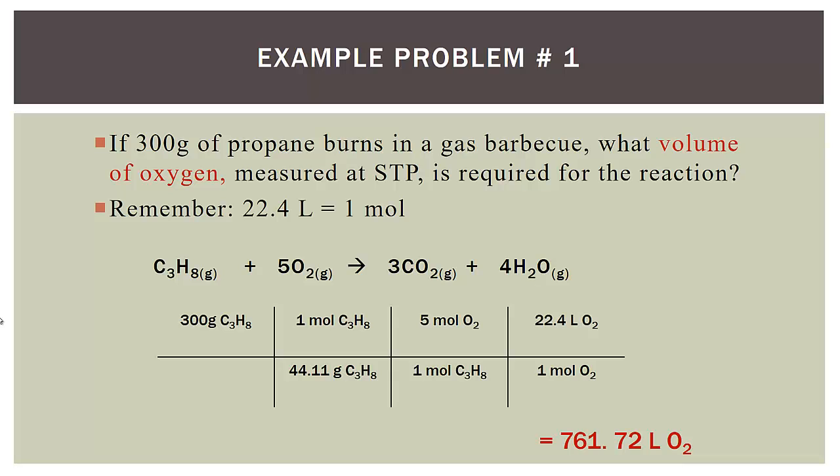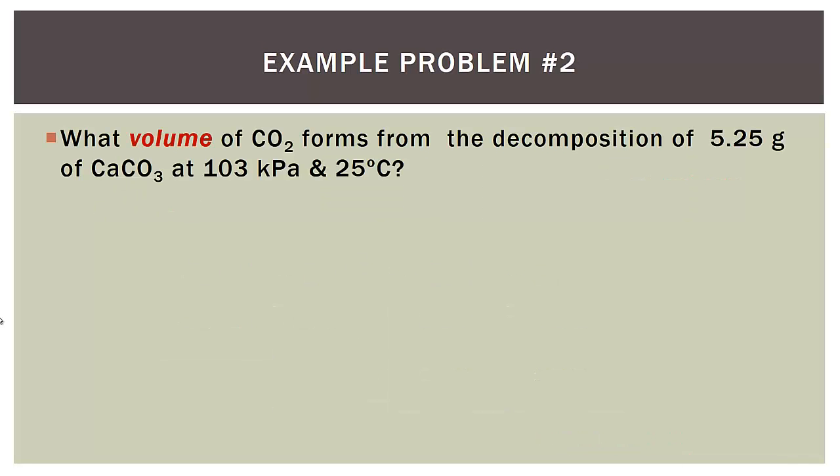Let's try another one. What volume of carbon dioxide forms from the decomposition of 5.25 grams of calcium carbonate at 103 kilopascals and 25 degrees Celsius? Well, first thing we should recognize is we are not at STP. Since we're not at STP, we can't just throw in that 22.4 number and make it work. So we're going to have to do a little extra work. So let's take a look at it.